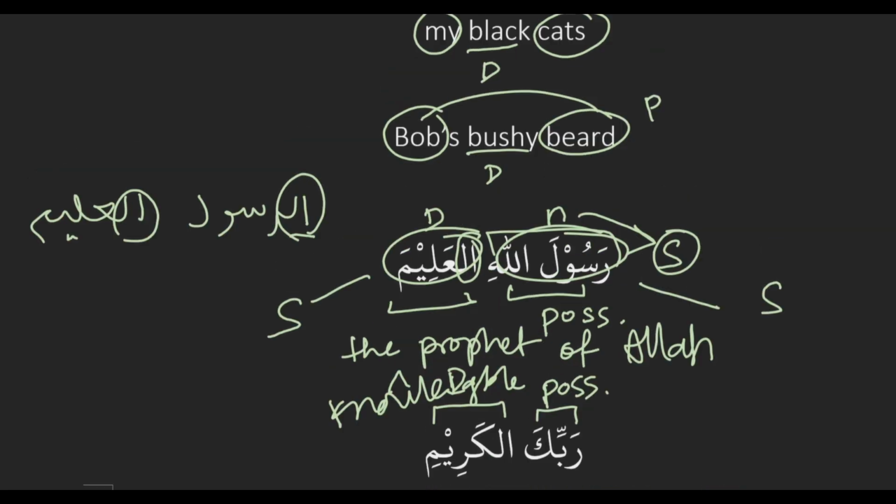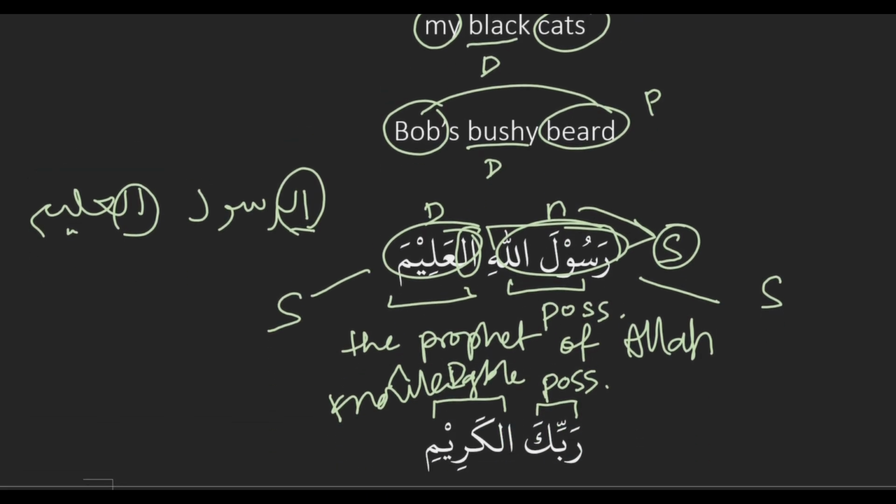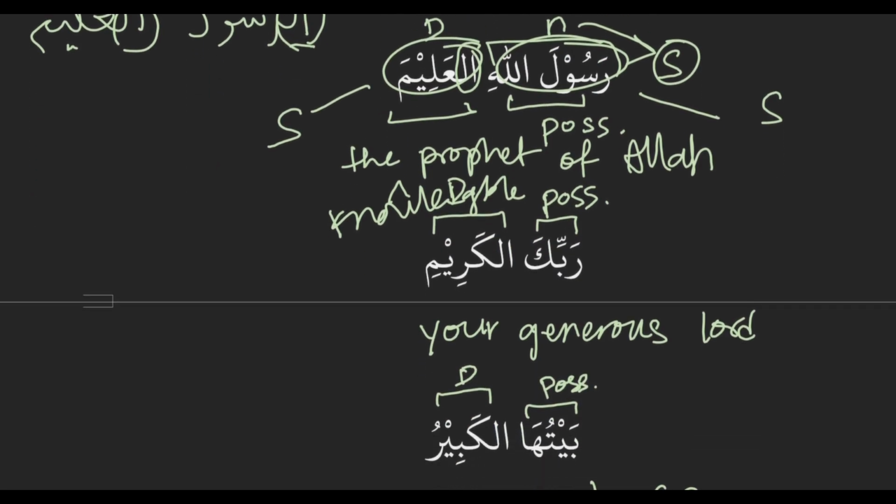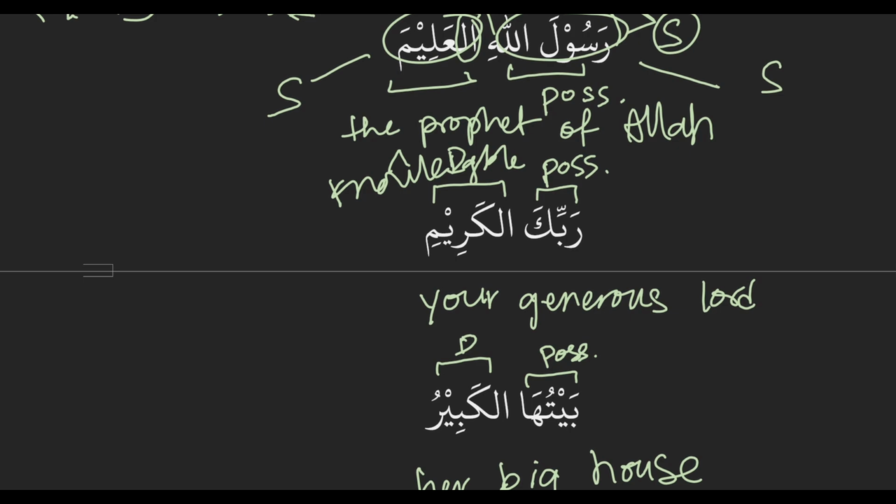Okay, so are we all clear on this? Yes. So when we describe a possessive, the description is always going to be specific. And why is that? Because we're describing the entire fragment, and the entire possessive fragment is talking about something specific. So Rasulullah is talking about someone specific, Baytuha is talking about something specific, Rabbuka is talking about something specific. Okay.